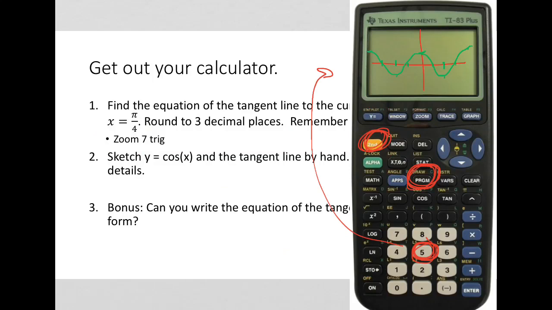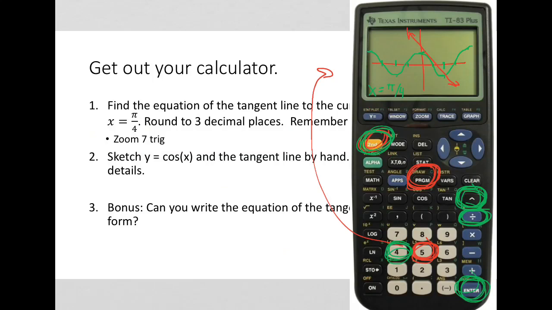Now you need to tell it that you want to do this at the x value of pi over 4. So hit second and then the little caret there, that's how you get pi, pi over 4. And again, it'll print x equals pi over 4 right there. And you should hit enter. And then it will graph in your tangent line, which is going to look like that.